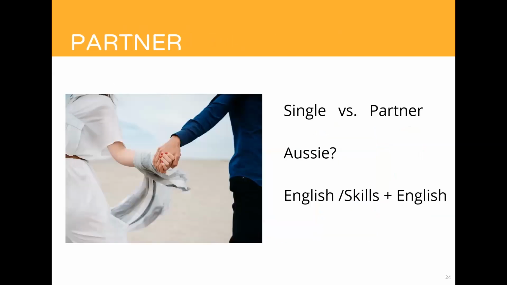Now, relationship status has become a key part of the points test. And it's important to note that single applicants or applicants with skilled partners will receive the highest ranking when their application is being considered against someone else's with the same point score. So you may say, well, that's very easy. I'm either single or I'm partnered. But it may not be quite that easy.